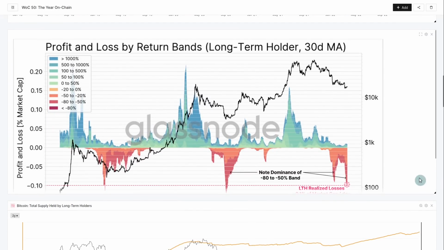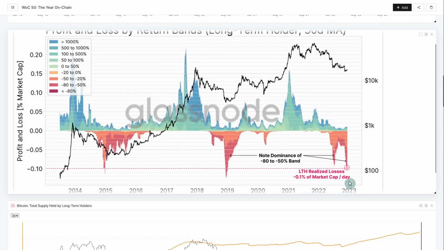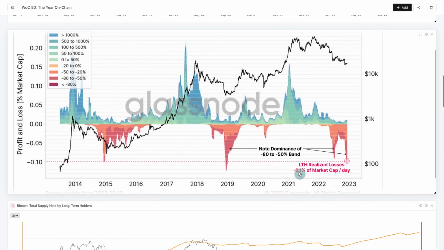Now, this metric is looking at the profit and loss return bands, but explicitly for long-term holders. The reason I want to look at this is you can see the amount of losses being realized by these long-term holders is about 0.1% of the market cap per day at the peak. And you can see that this really compares only to the 2018 and the 2015 lows. We're basically seeing the amount of capital flushed out by long-term holders. Note the dark red too. These are people who locked in 50% to 80% losses.